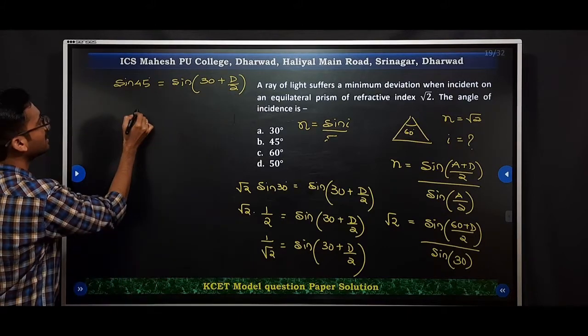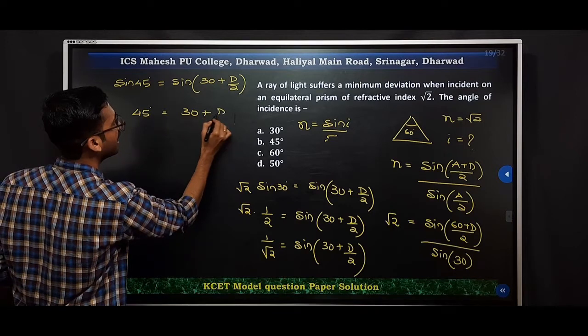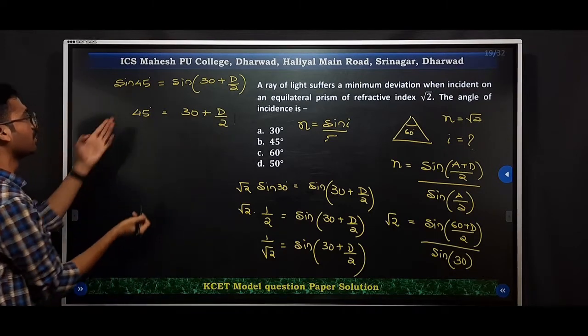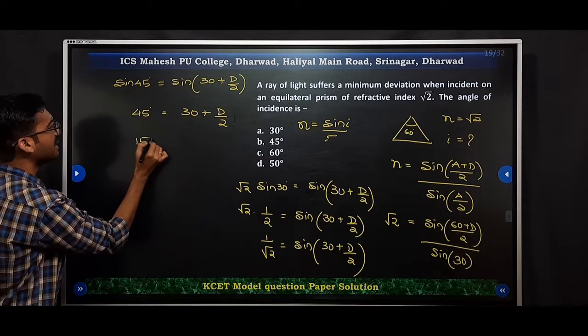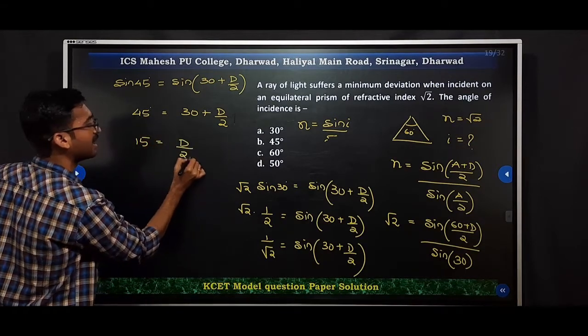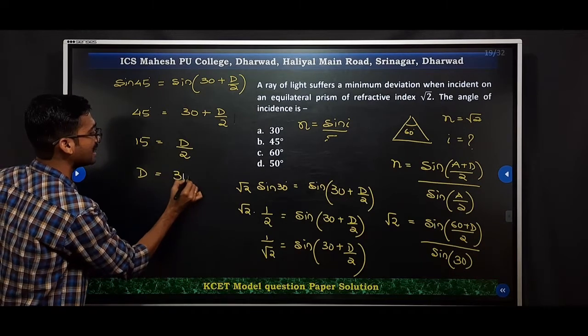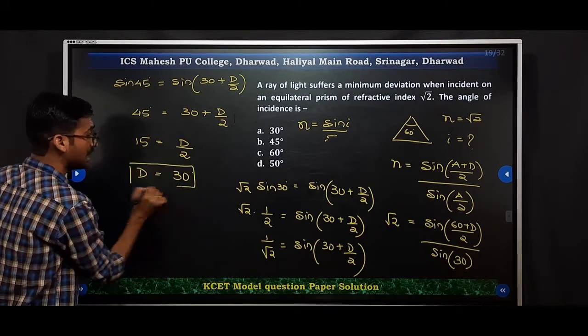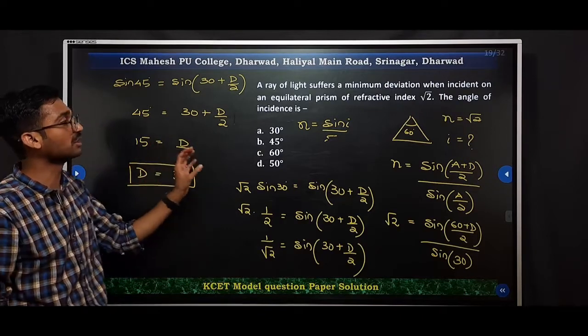Therefore, on solving this, we have 45 degree is equal to 30 plus D by 2. Therefore, 45 minus 30, giving 15, is equal to D whole divided by 2. Therefore, deviation D is equal to 15 into 2, that is 30 degree. So we got only the angle of minimum deviation, D is equal to 30 degree.